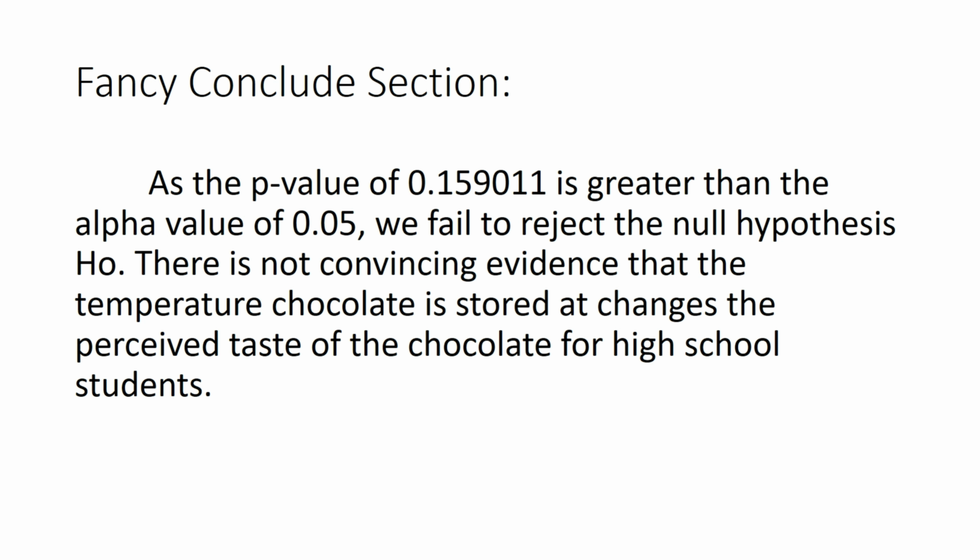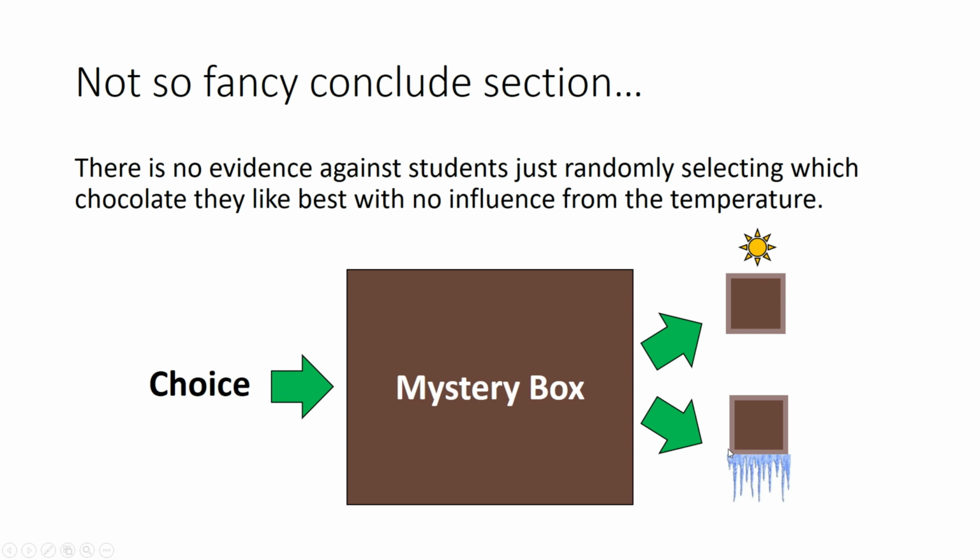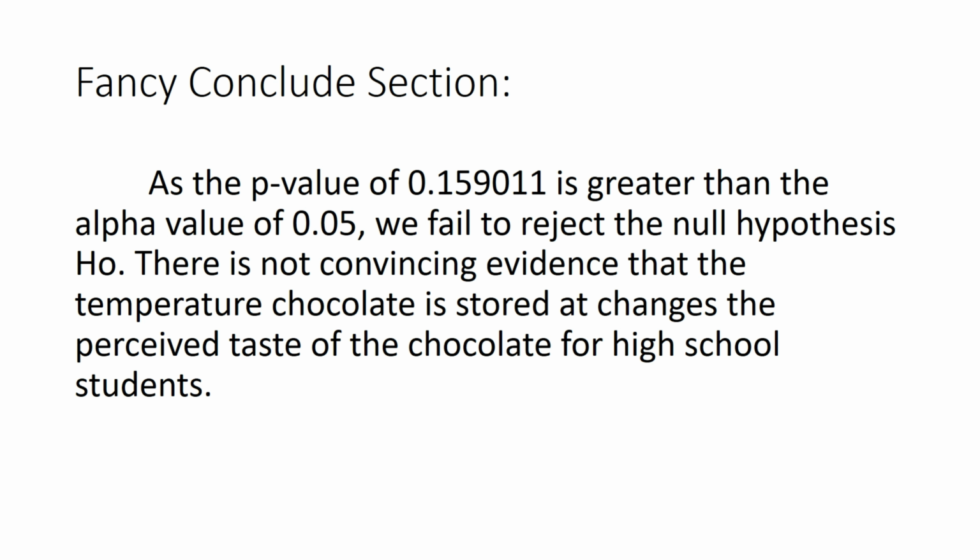What can we conclude from this? Now, here's a fancy conclude statement. Here's a not so fancy conclude statement, basically saying the same thing. There is no evidence against students just randomly selecting which chocolate they like best, with no influence from the temperature. If you're wondering why, it's because the p-value of 0.159 is greater than the alpha significance value of 0.05, so we failed to reject the null hypothesis. And that's how we can make this conclusion.